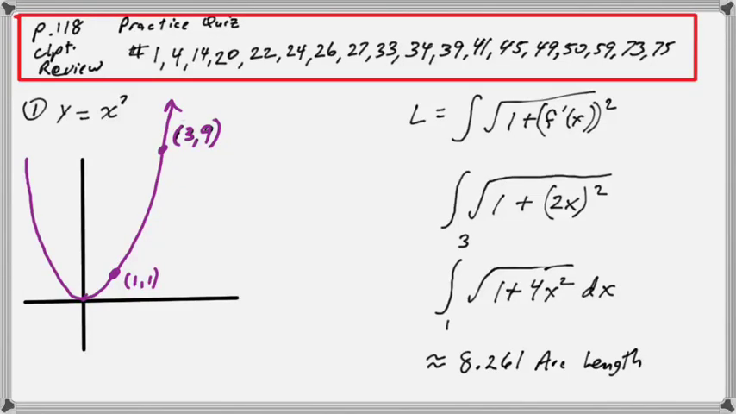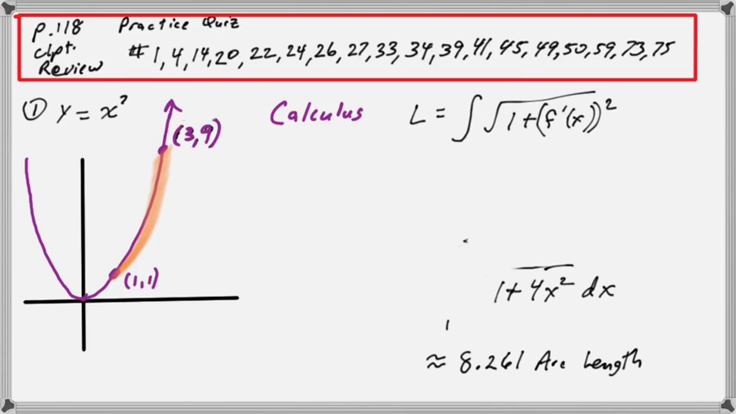Okay, we're going to do a practice quiz, chapter review, page 118, a whole bunch of problems. Number one wants to know the length of the curve between the point 1, 1 and 3, 9. Because it's a curve, you could find it using this arc length formula. However, that requires calculus. So, because we don't know integrals, we don't know how to do this yet.